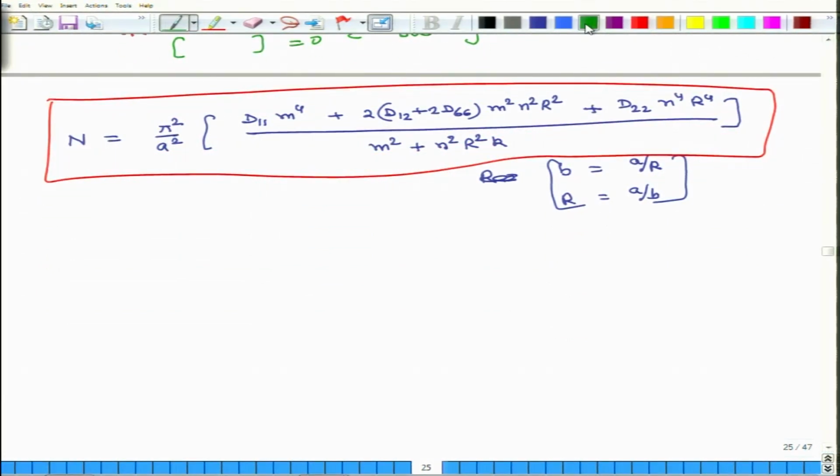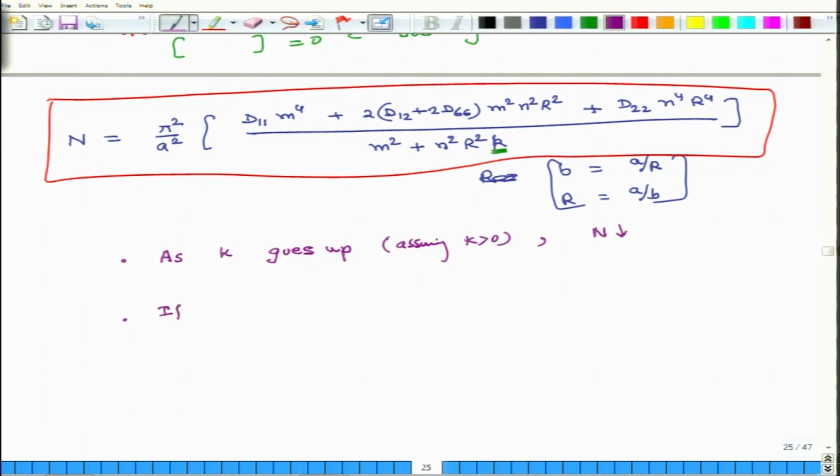Now, one or two important things. One is this parameter k. Okay. So, as k goes up, assuming k is more than 0, which means the compression load on the y axis also is increasing. So, as k goes up, N decreases and vice versa. Okay.